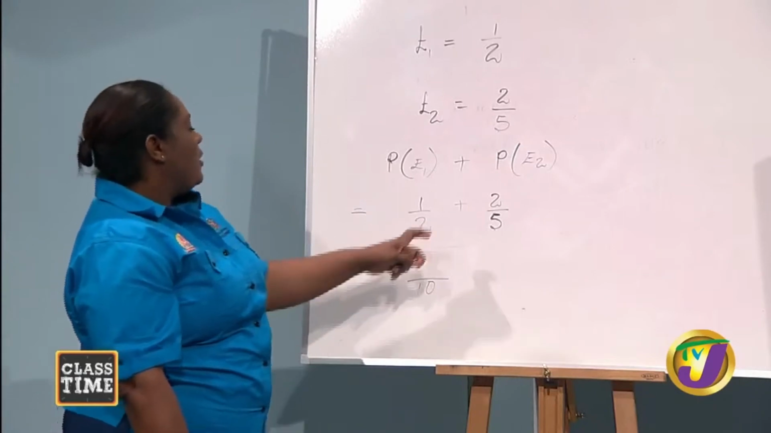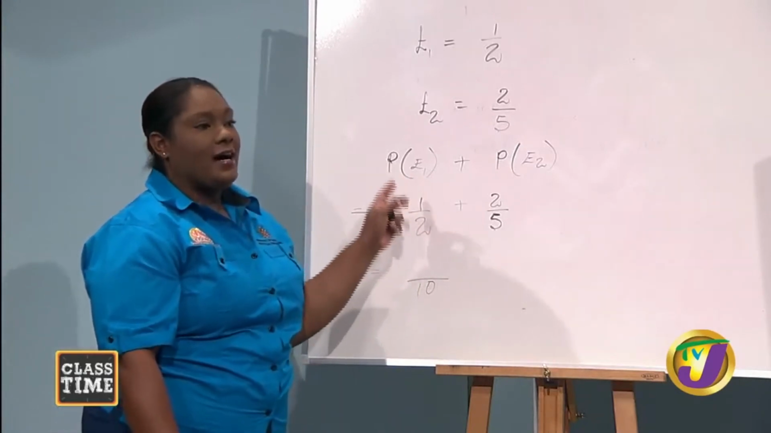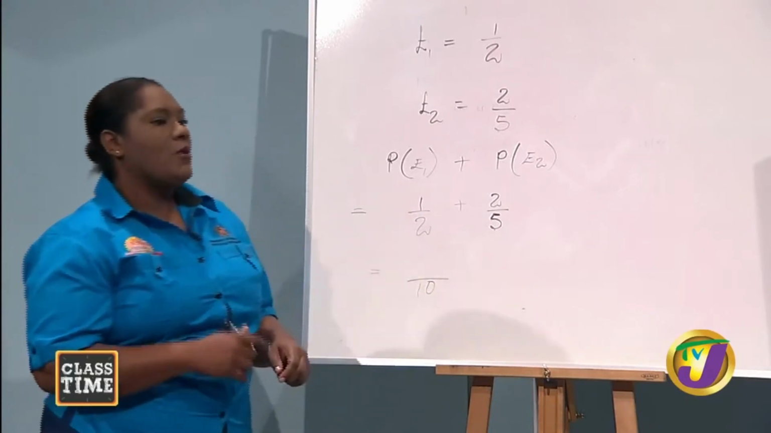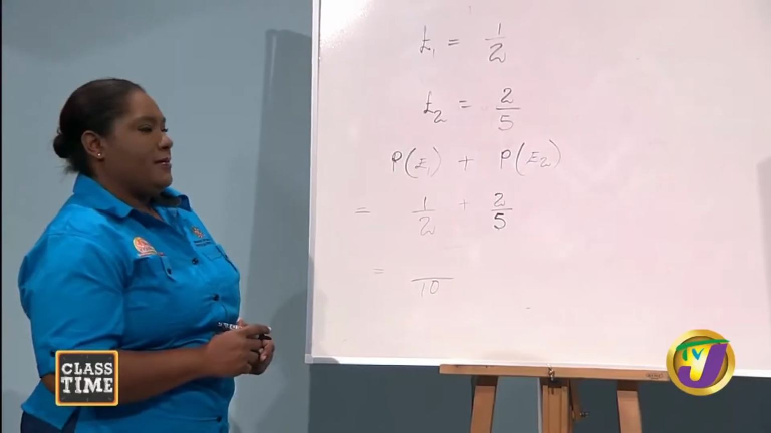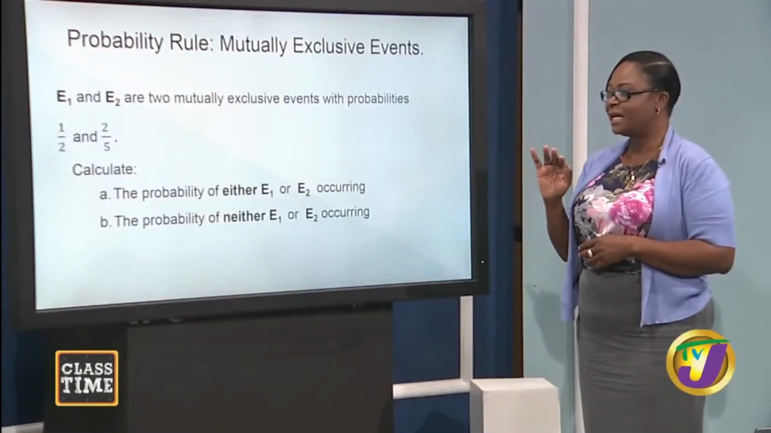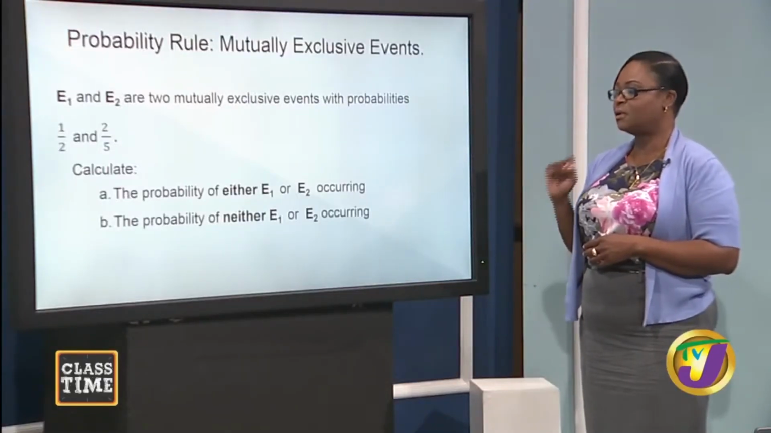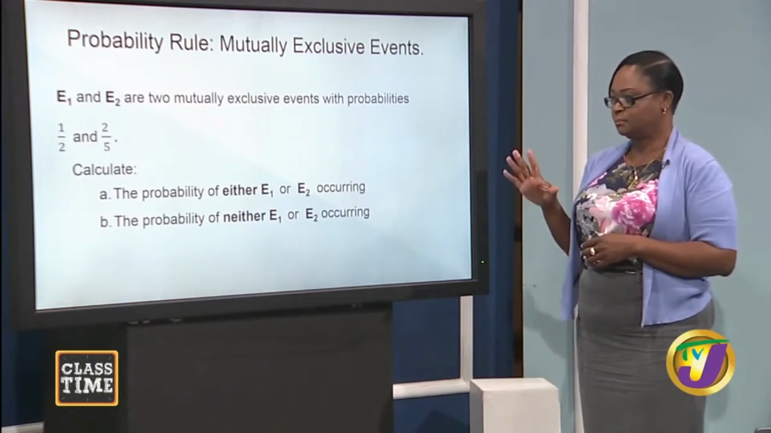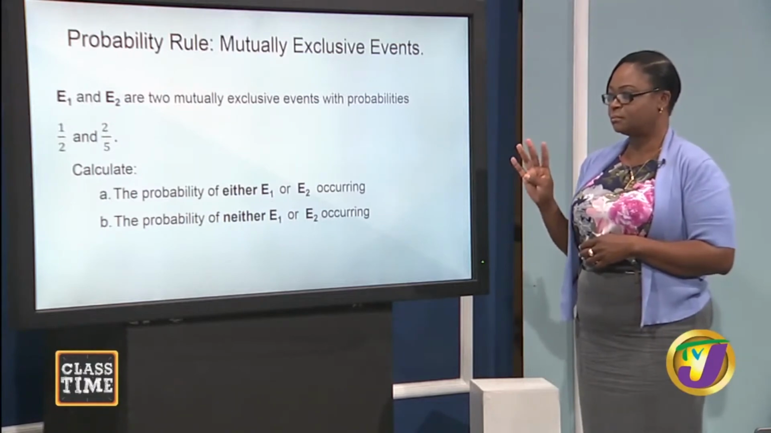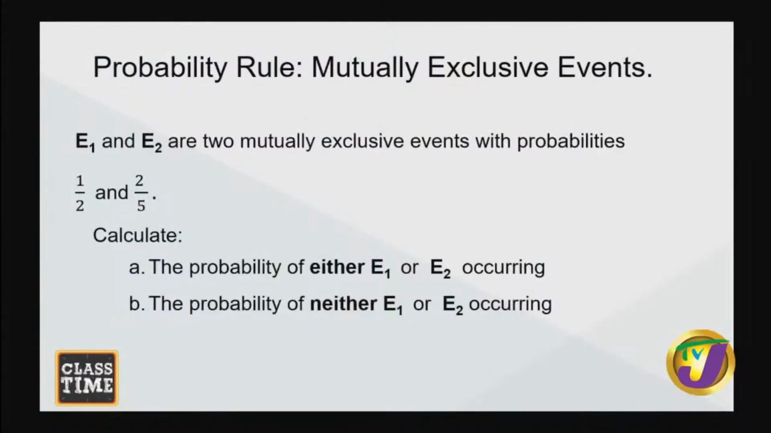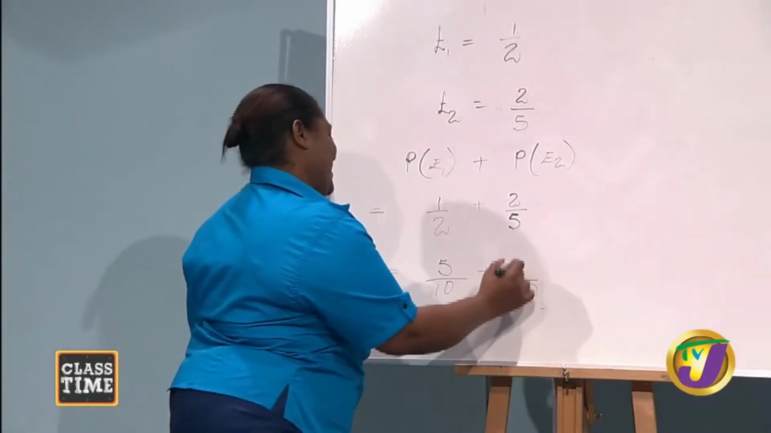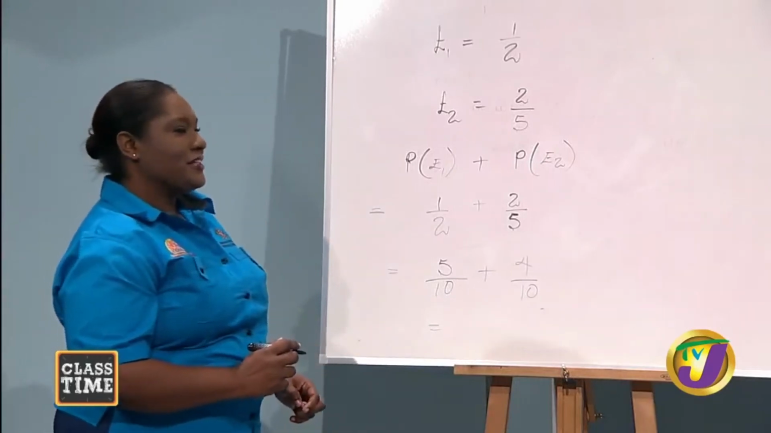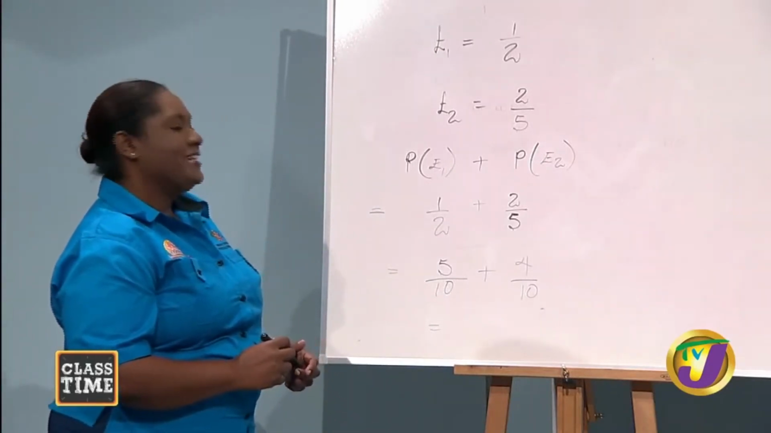Now, if we were to write 1/2 as an equivalent fraction with a denominator of 10, what would that be? The numerator for me would be 5, because 5/10 is equivalent to 1/2. Right, good. And if we are to write 2/5 with a denominator of 10, what would the numerator be? The numerator for me would be 4. So 2/5 would be equivalent to 4/10.